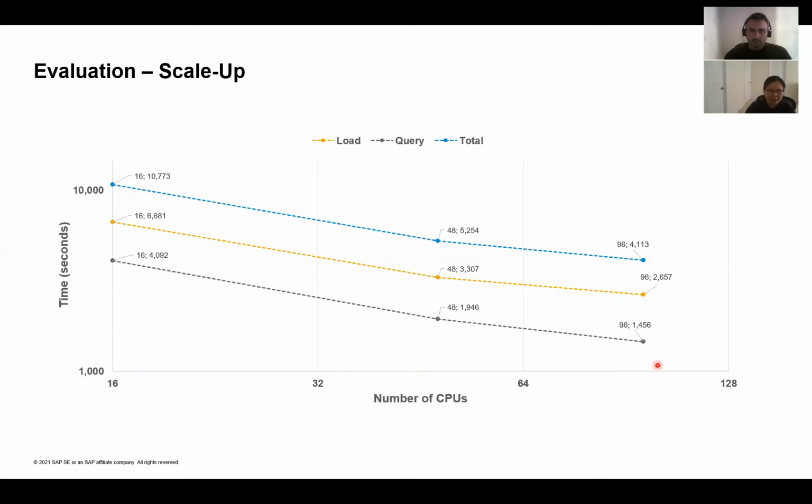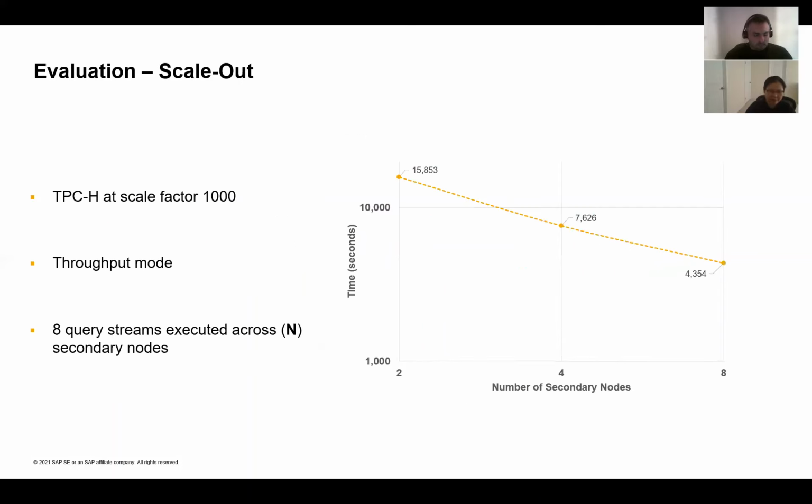The performance gains from 48 to 96 CPUs are slightly less than from 16 to 48 CPUs. We have done some further inspection and find the reason is that the network bandwidth is saturated at some point during this experiment. So in order to achieve better scalability, we have to scale out. And this brings us to our next experiment.